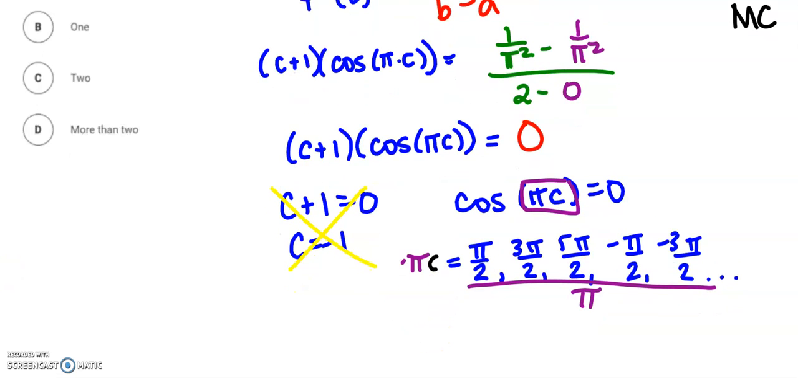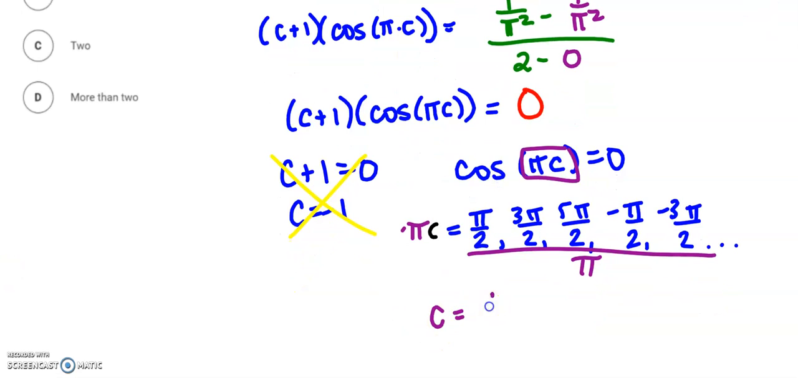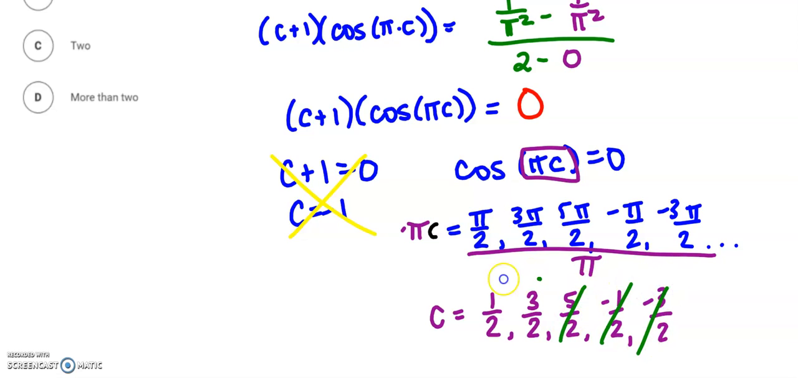So we end up with c equals 1/2, 3/2, 5/2, negative 1/2, negative 3/2. But really what we'll notice is that this is out of our interval. We're only supposed to be looking between 0 and 2. So our c values, there are 2 of them where the mean value theorem would be true. So again, what that means is there are 2 moments where the slope of our tangent line is equal to the slope of the secant line.